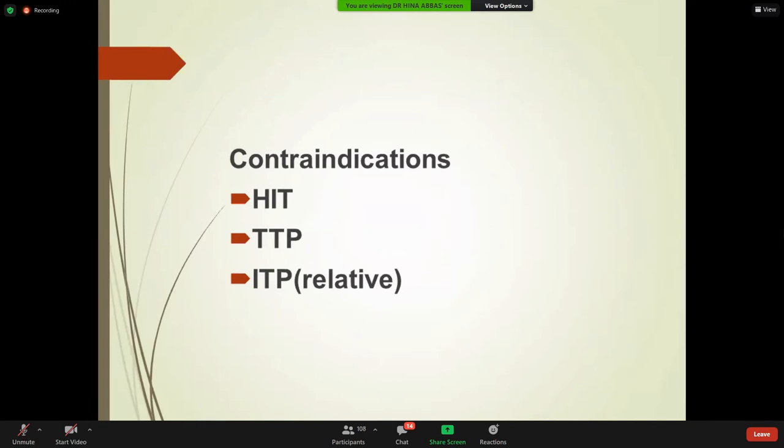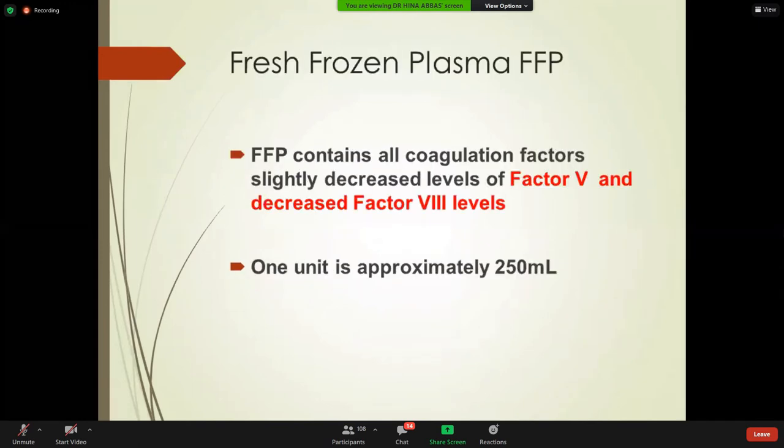Otherwise, if the patient has a platelet count of 60,000, do not transfuse. Do not transfuse. Someone may say that normal is 150 to 350 and I have to maintain the patient's platelet count at this level. But ITP patients have well-compensated thrombocytopenia.